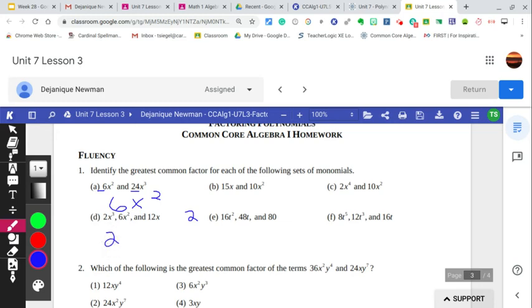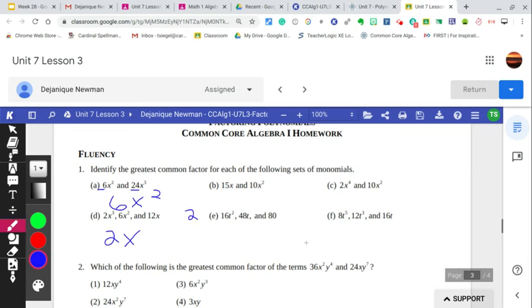And if we look at the x's, it's x to the third, x to the second, and x to the first. So the smallest one is x to the first. So those are the two greatest common factors.